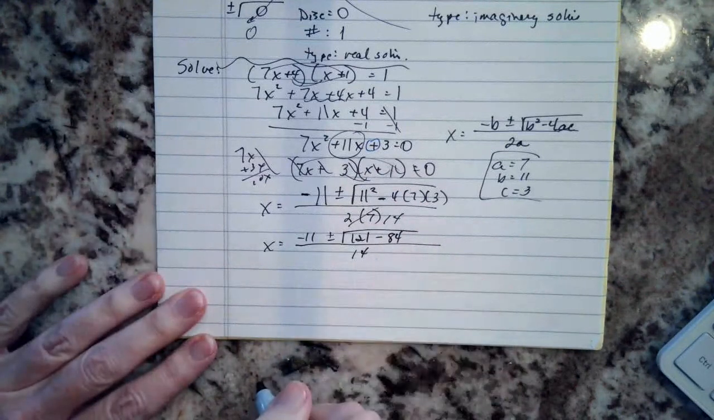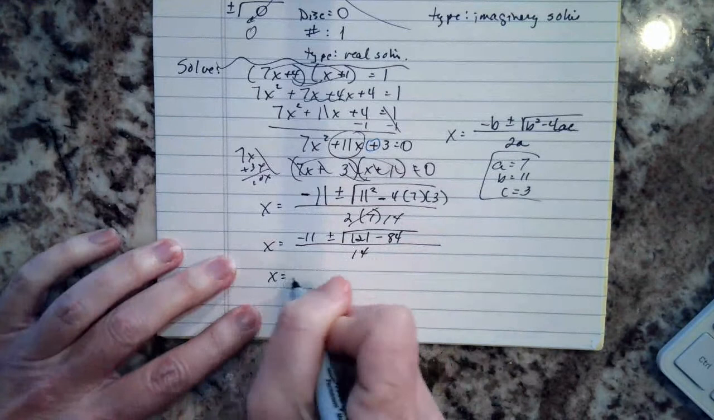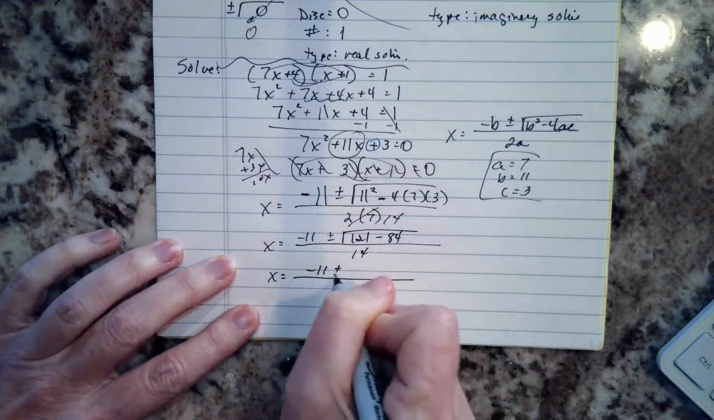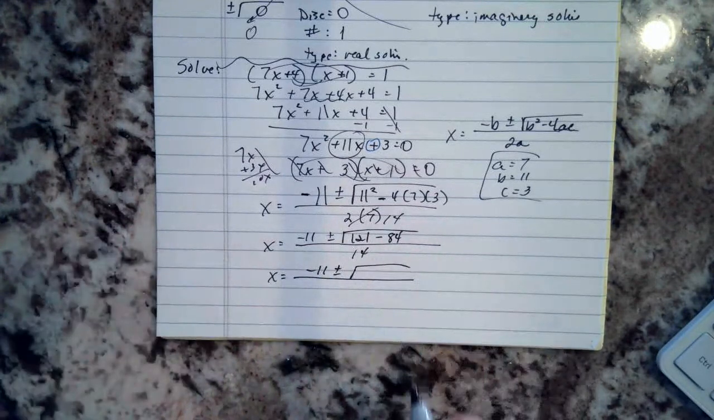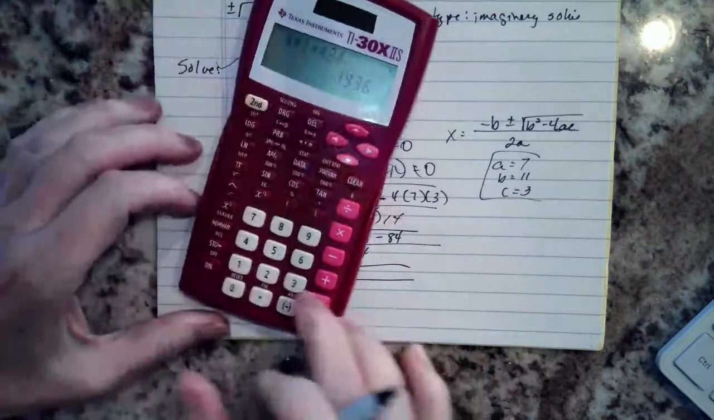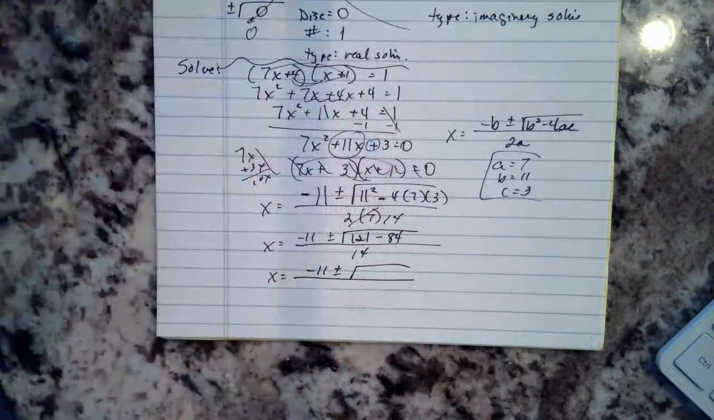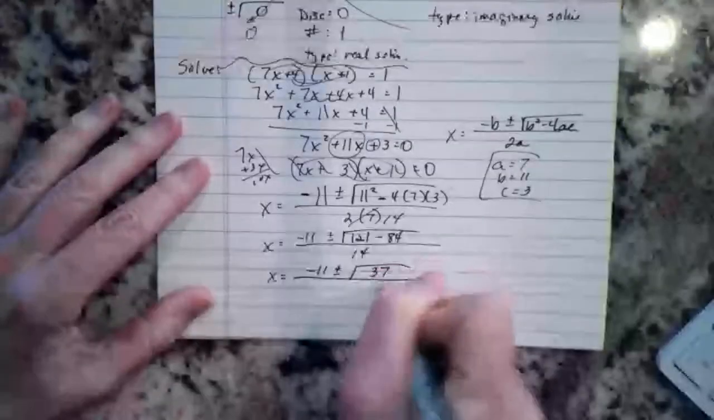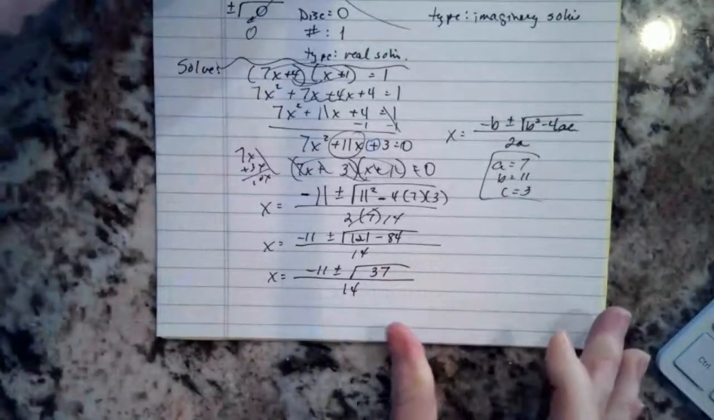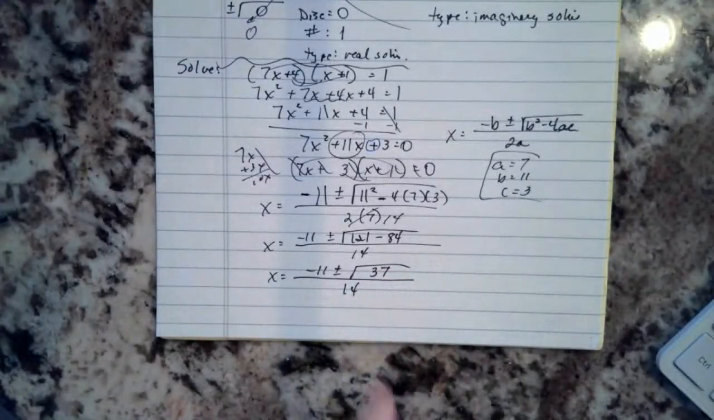Over 14. Okay, let's keep working this problem down until we can't do anything more with it. 121 minus 84. 37 seems to be rather famous around here in these problems. And we're done. There isn't anything more you can do to this problem.